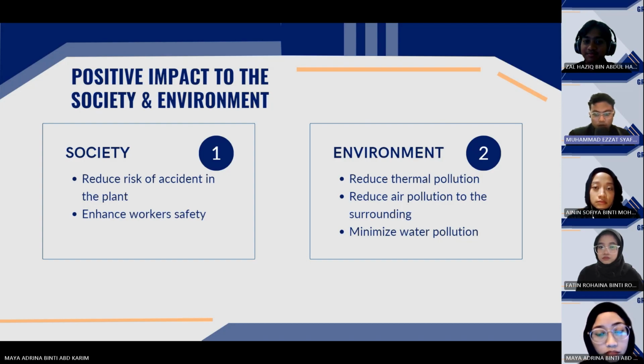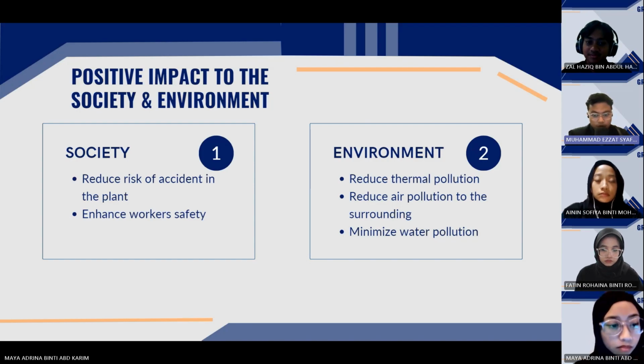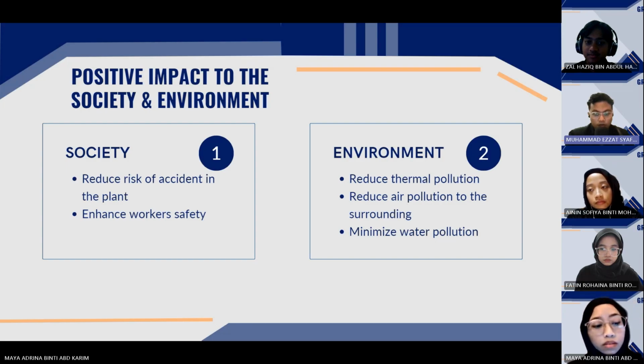For instance, by installing a level alarm system at the reactor and also the distillation column, it can assist the workers to be alerted if there are any abnormalities in the equipment. So for the environment, the positive impact is that it can reduce thermal pollution, air pollution, and also minimize water pollution. So proper monitoring and instrumentation of the process can ensure the plant operates smoothly and reduce the production of waste.